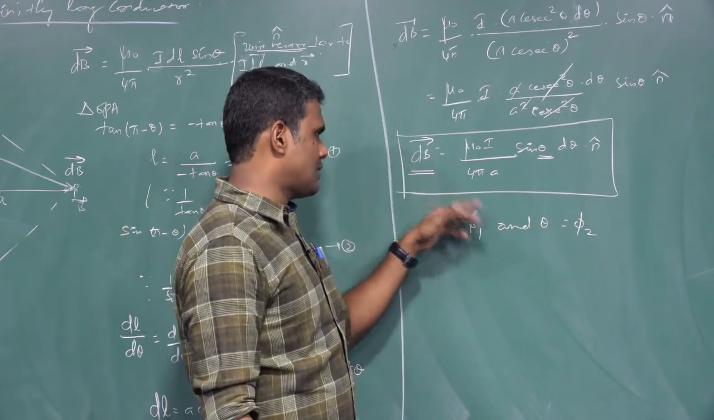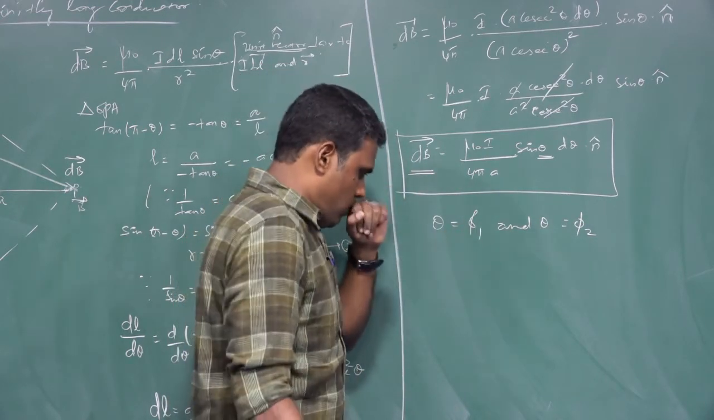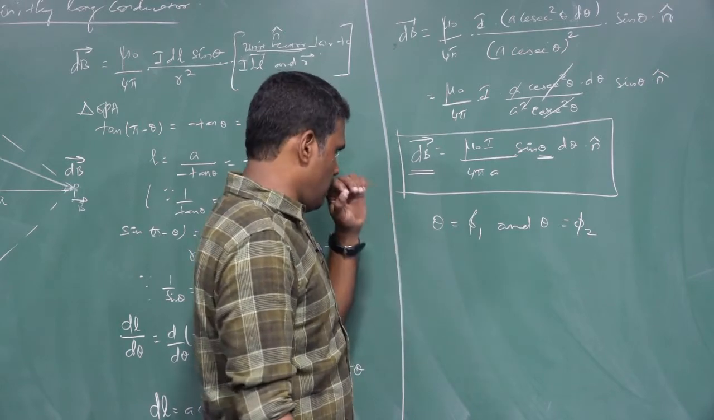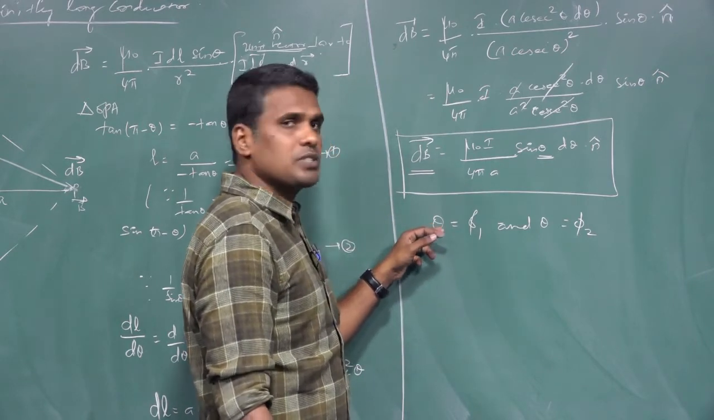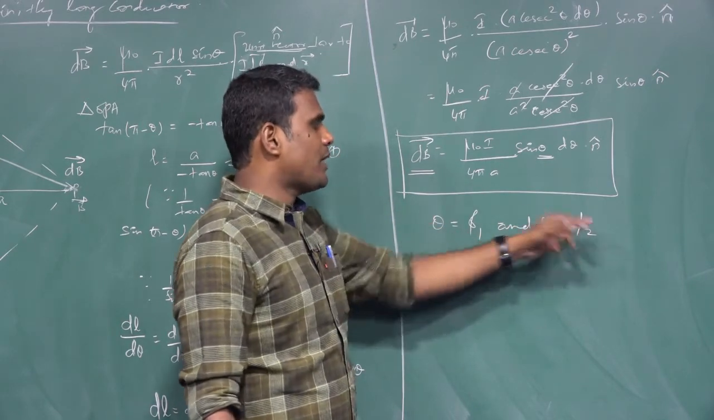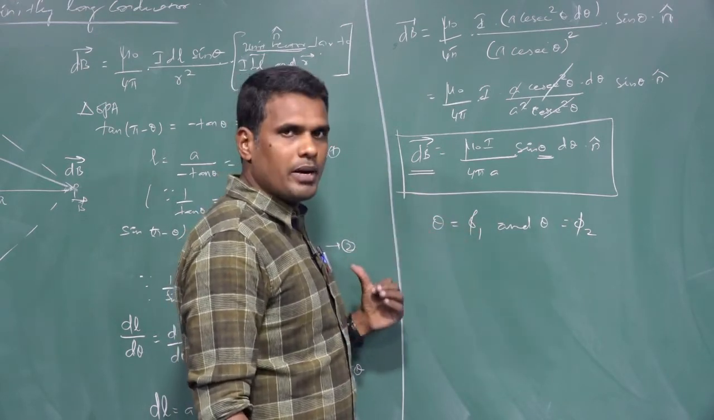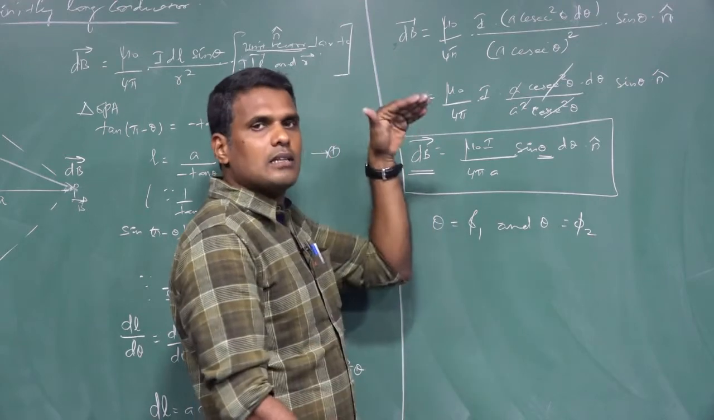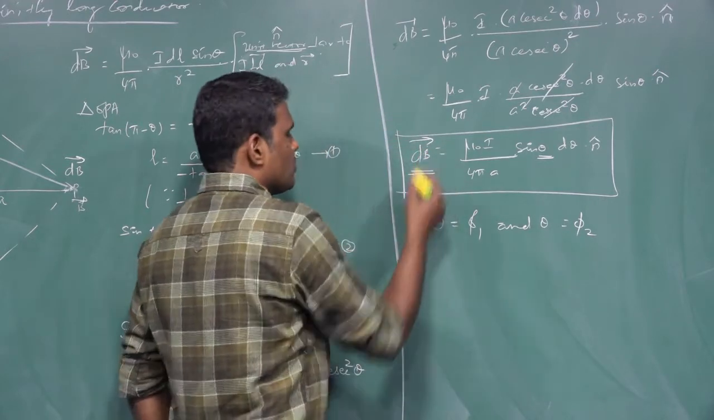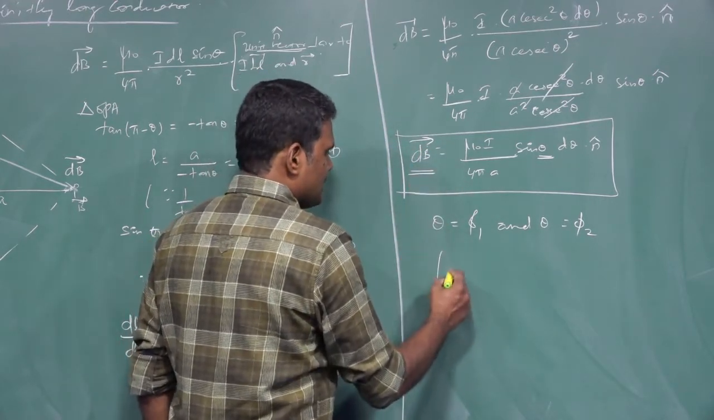If this expression is integrated between the limits phi 1 and phi 2, you will get the total magnetic induction at the point P due to the entire length of the current carrying conductor. So, we can go on with the integration.